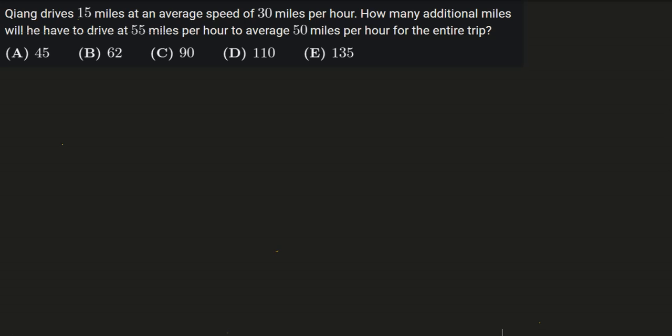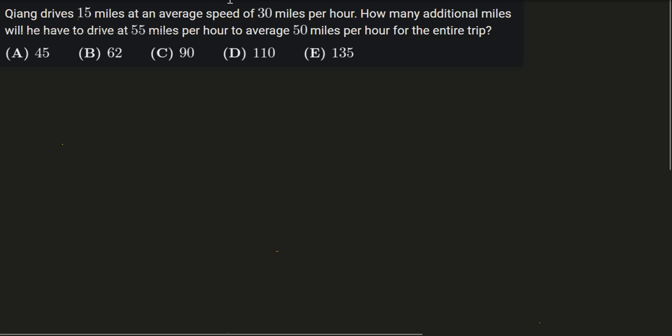Let's look at this problem. Qiang drives 15 miles at an average speed of 30 miles per hour. How many additional miles will he have to drive at 55 miles per hour to average 50 miles per hour for the entire trip?